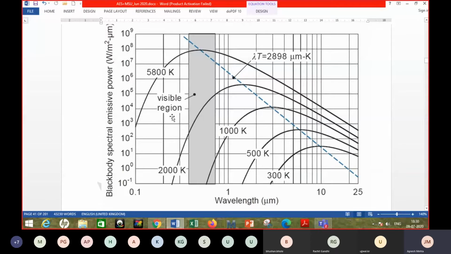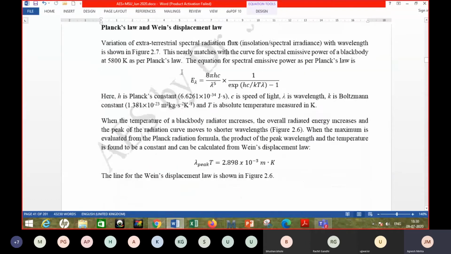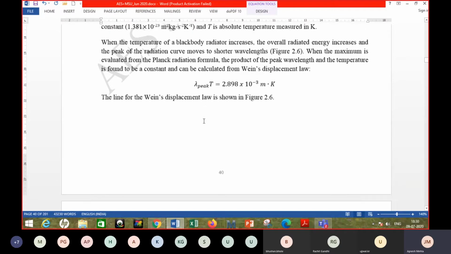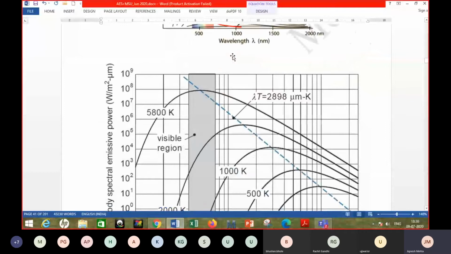Now, according to Planck's law, the Planck's law is this. So spectral emissive power: the emissive power unit is watt per meter square, and spectral emissive power is watts per meter square Kelvin. So that is given by this formula, right? You need not remember the formula, but you need to only know the nature of the graph that is shown here, either in this diagram or in this diagram.